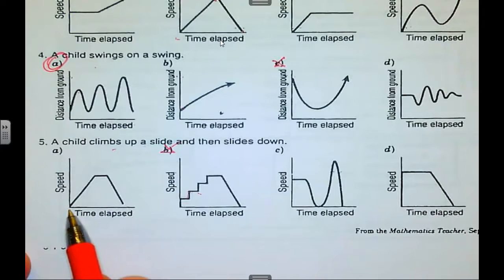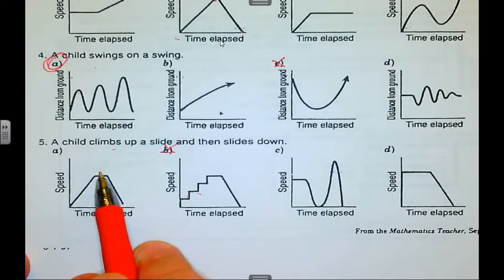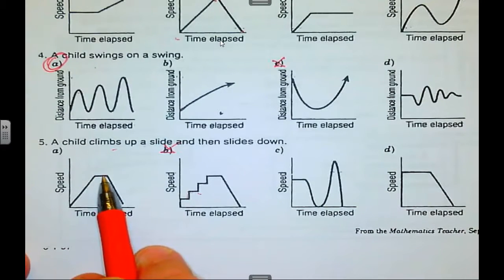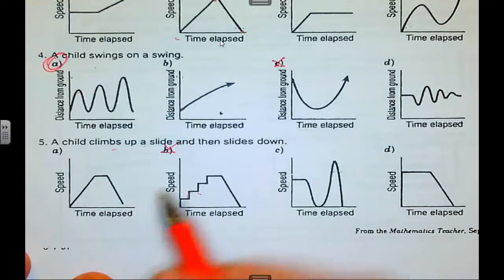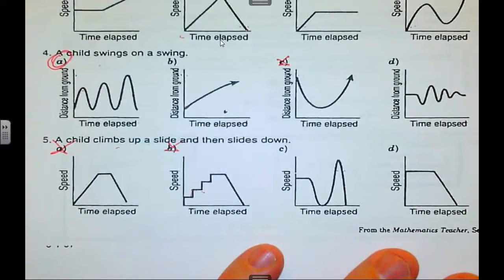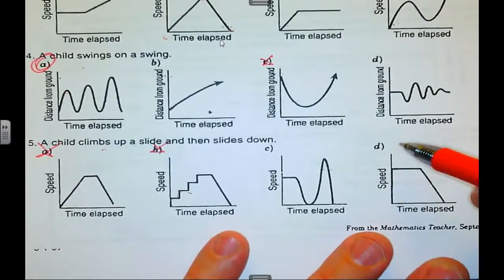Okay, so he's running up the stairs because his speed is increasing. Then he gets to the top, waits a while, and then as he's sliding down the slide, his speed decreases. Well, that just doesn't make sense at all. It could be D, huh? Okay, well, let's look at D.